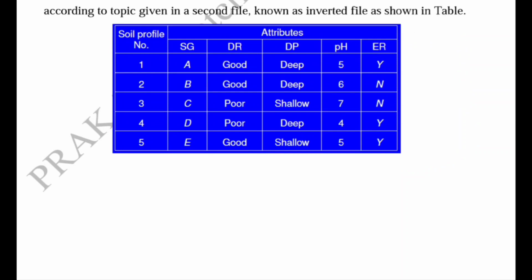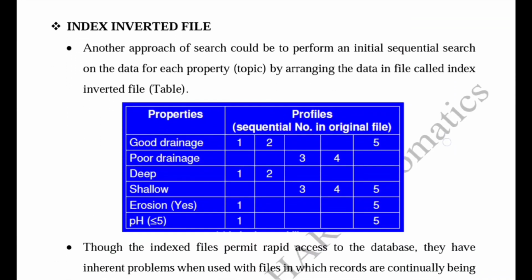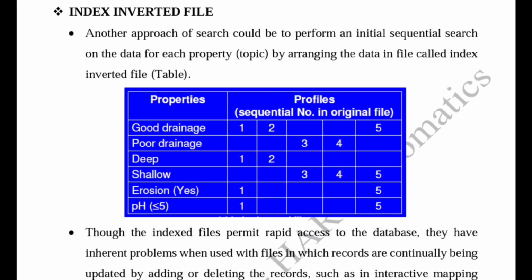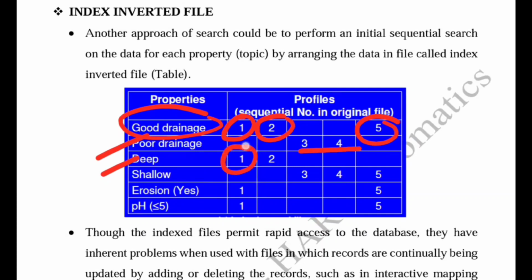For storing or converting this type of data in the inverted file index, we will store the good drainage soil profile numbers 1, 2 and 5 as good drainage. For poor drainage, 3 and 4. Deep means which type of soils are deep: 1 and 2, and the other 3 will be shallow. Soil profiles with erosion are 1 and 5, and the soil profiles with pH less than 5 are 1 and 5.